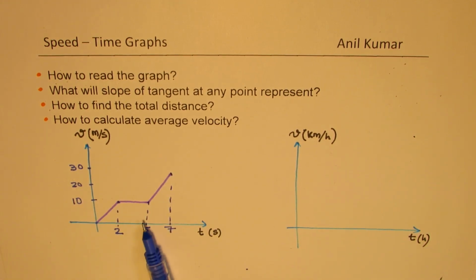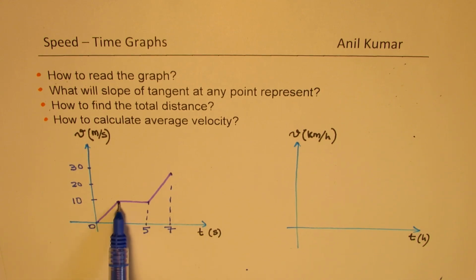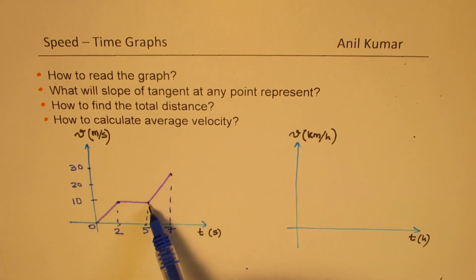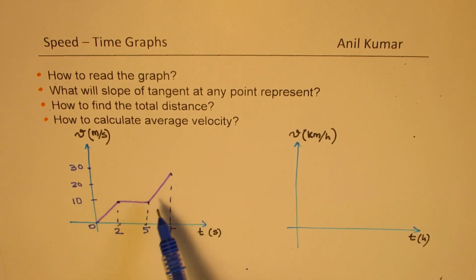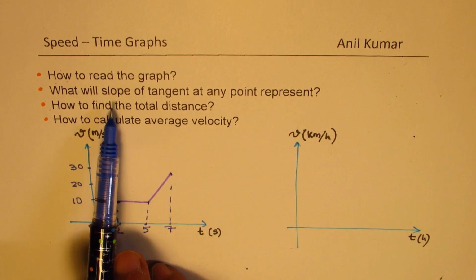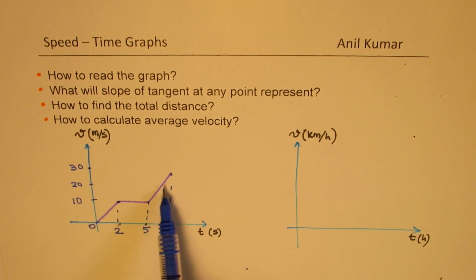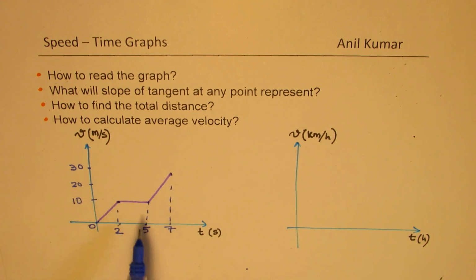Now, if you look into this graph, how do we read the graph? So we see that an object starts from rest, so that is at origin. It increases the speed gradually at a constant rate for the first 2 seconds, then travels at a constant speed for another 3 seconds, right? And then goes faster, increases at a constant rate once again. Now, what we are calling constant rate is defined by the slope of these tangents, right? So definitely we do have a story here from a speed and time graph.